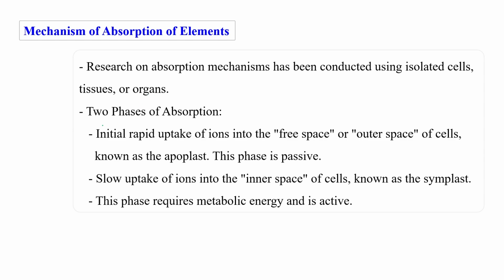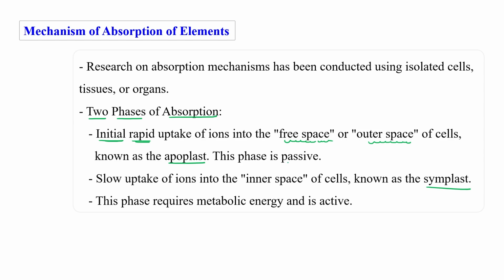So, there are two phases of absorption. One phase is known as apoplast, another phase is known as symplast. The first phase is known as apoplast. This is the initial phase, and this one is the rapid uptake of ions into the free space, or we can say outer space of the cell.